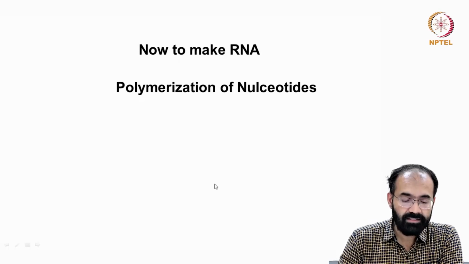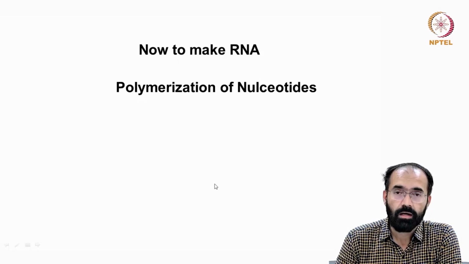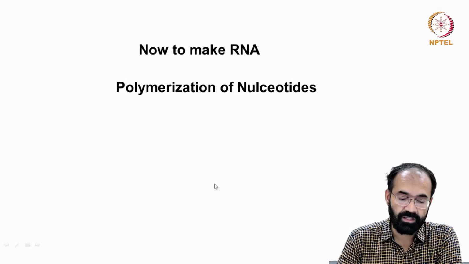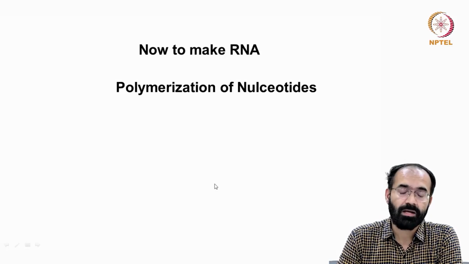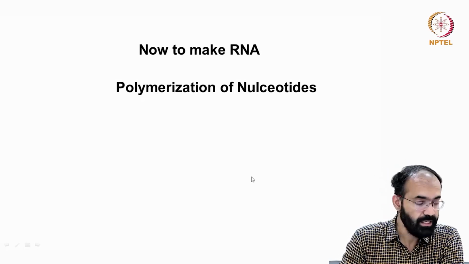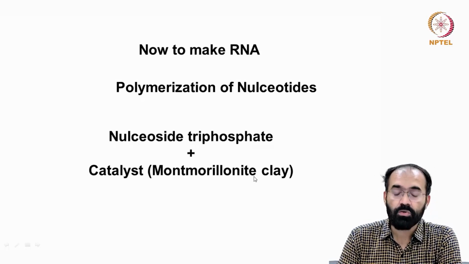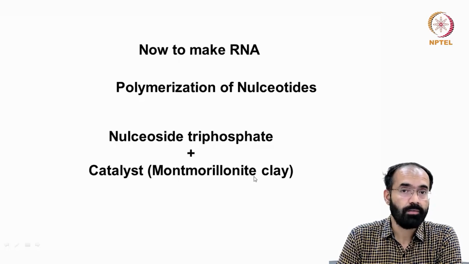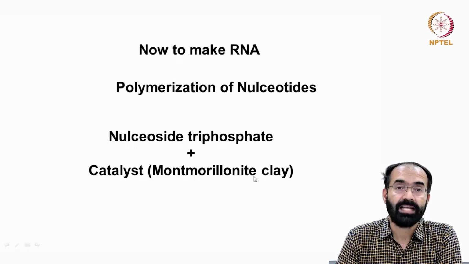So now let us think how we proceed with formation of RNA in the prebiotic world. And we know that it has to happen through the polymerization of the nucleotides. So nucleoside triphosphate plus a catalyst. We saw the borate can provide selectivity.